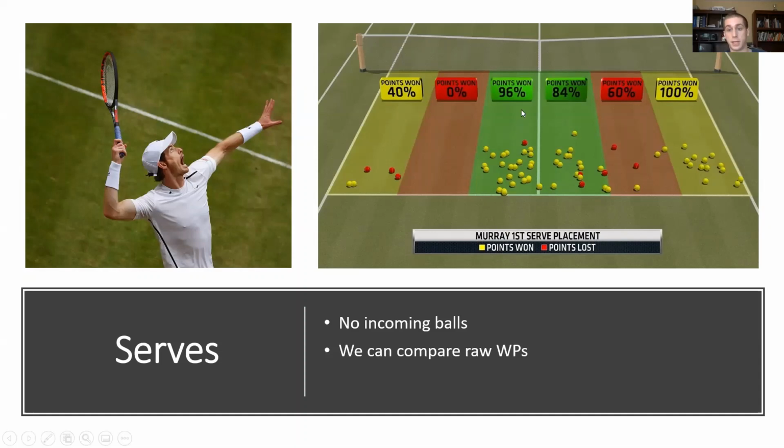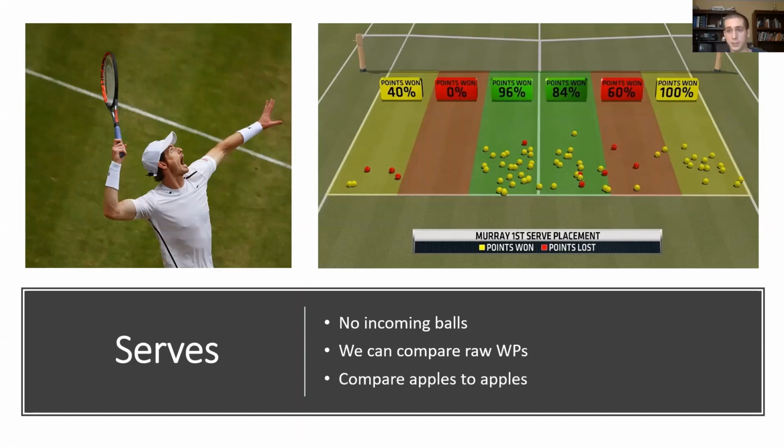So if you look here, right, this is actually from the Murray-Raonic match. When Murray hit his first serve to the ad court down the tee, he won 96% of the time, and yet when he hit his first serve out wide to the ad court, his win probability was only 40%. I mean, he didn't do it very often, but, and again, the sample size is kind of small here, it does seem like hitting down the tee was more effective than hitting out wide, and there's no incoming balls to confound you here.